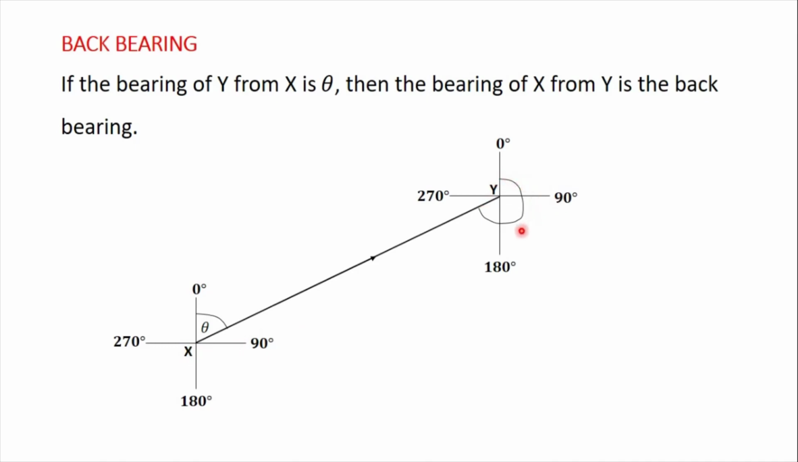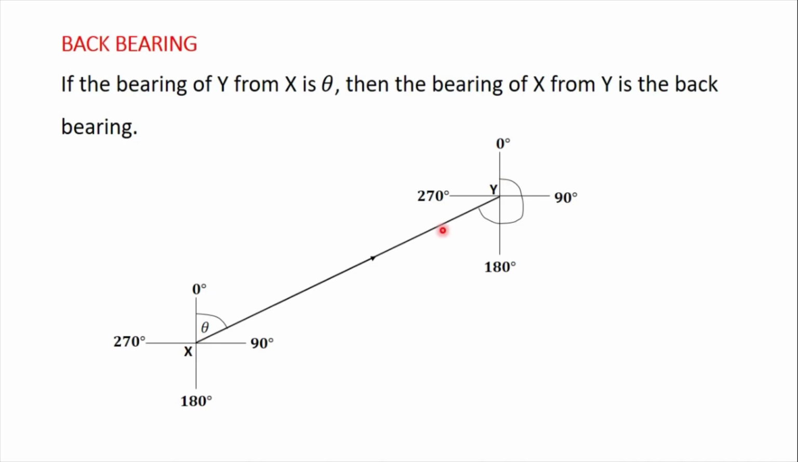So the angle that will be created here. You see the arc that I've drawn here represents the back bearing. If theta is the bearing of y from x, then the back bearing is the bearing of x from y. I hope that makes sense. The bearing of y from x is theta. The back bearing is the bearing of x from y.